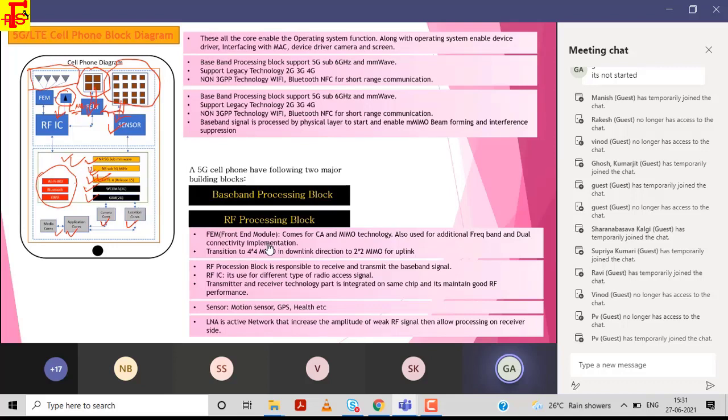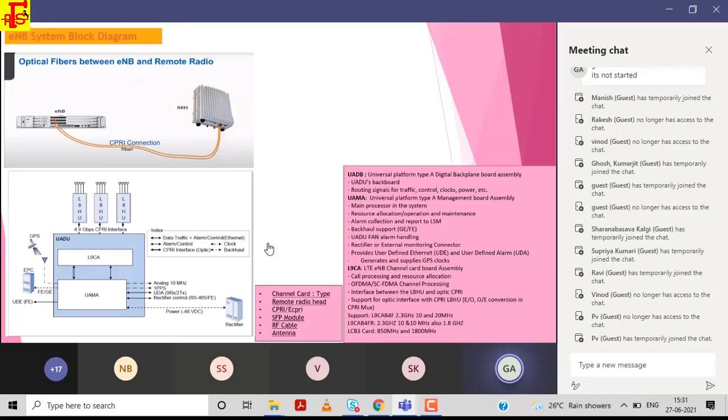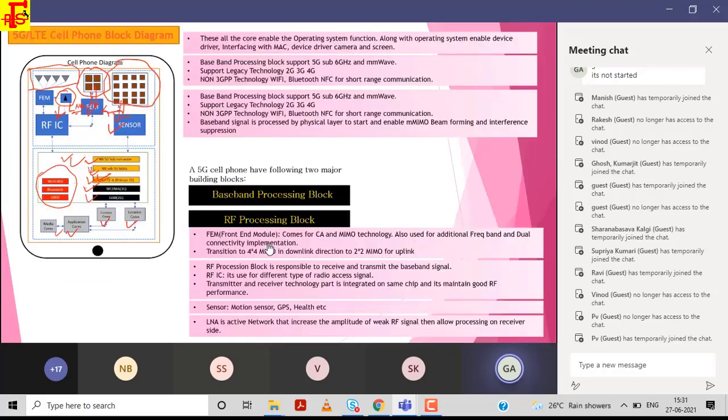Next is the eNodeB block diagram. How does an eNodeB look? For the UE, you have already been told that there is an RF processing block and a baseband processing block. In the RF processing block, the components depend on which RAT or technology the mobile supports. If you have a 5G-supported mobile, it has a sub-6 gigahertz antenna and a millimeter wave antenna. If LTE is supported, then 4x4 MIMO or 2x2 MIMO antennas are built into the mobile. FEM and RFIC are in the RF processing block.